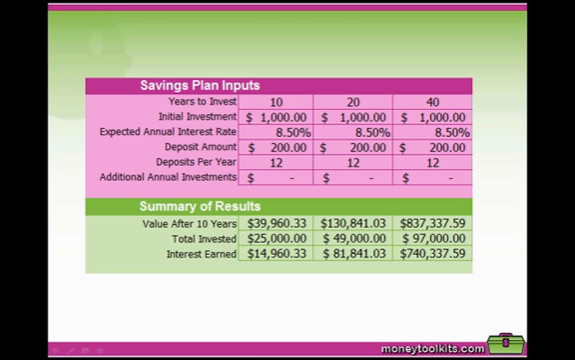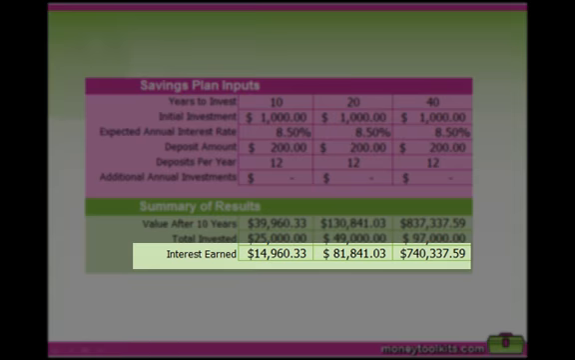As you can see, the longer that you keep your money invested and earning compound interest, the more your money will work for you and generate you more money. And the way you can see this is by looking at the interest earned column.